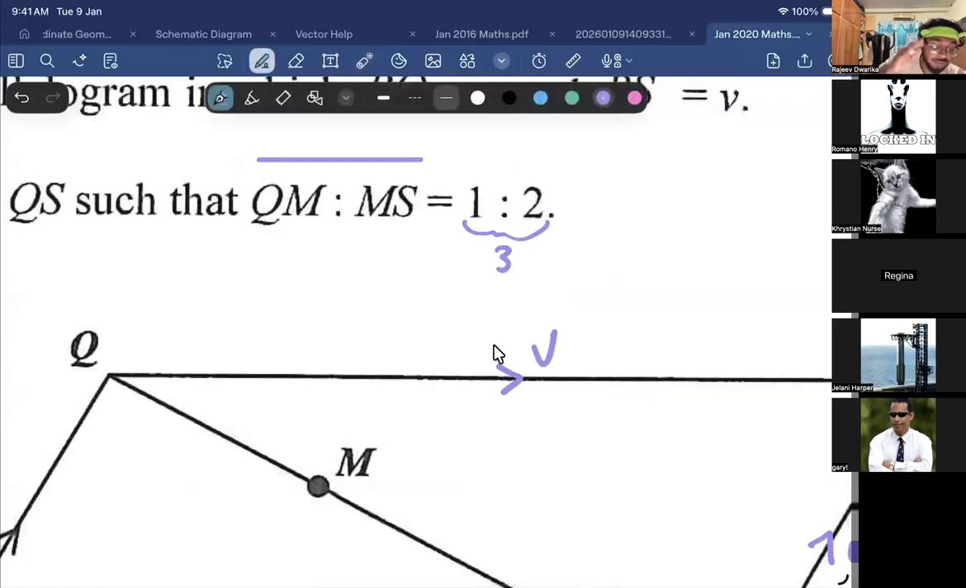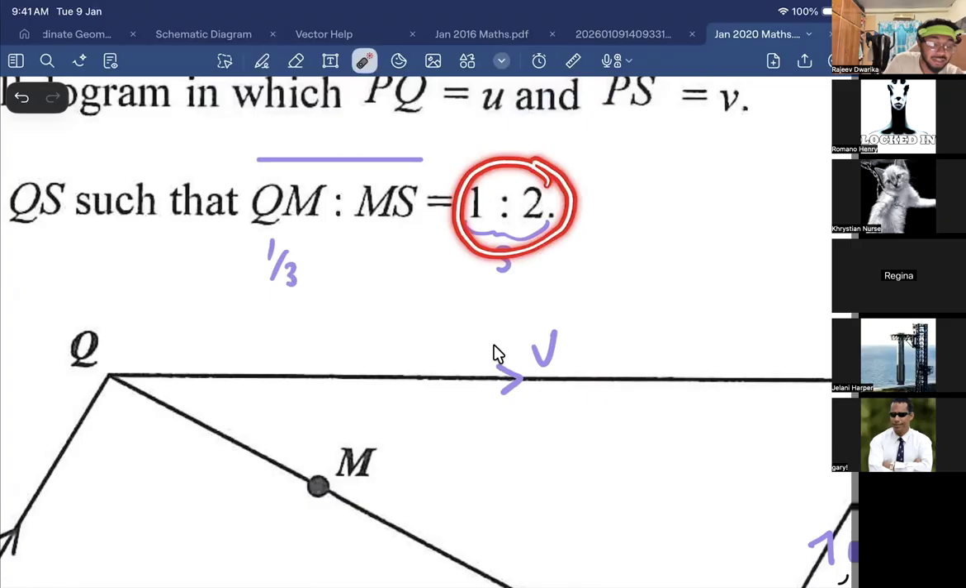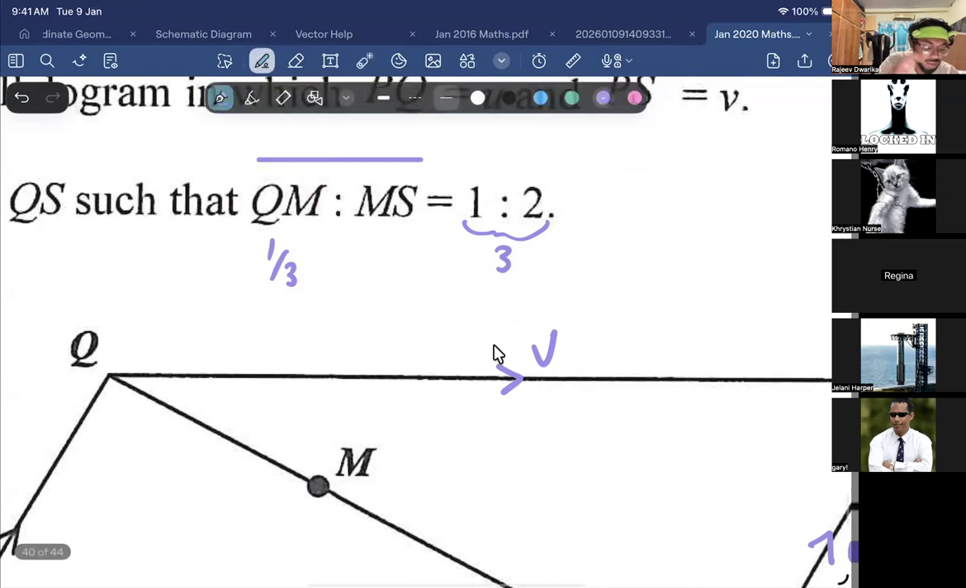So for the entirety of QS, QM would be 1 out of the 3 parts, because when you add 1 and 2, you get 3. This tells you the number of parts making up QS. And out of those 3 parts, QM is 1. And out of the 3 parts, MS is how much?